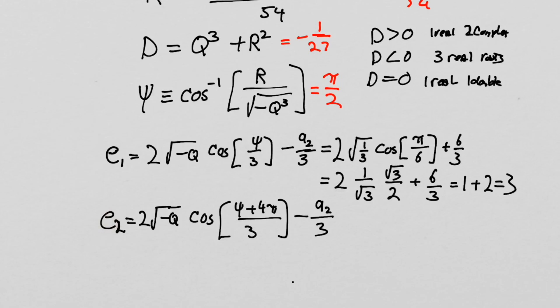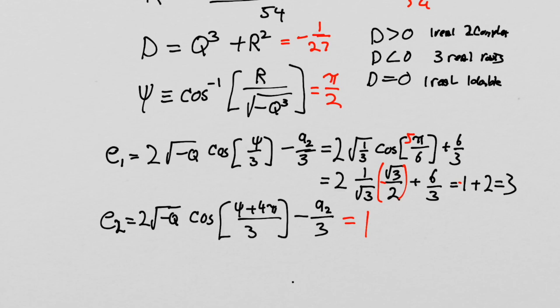The second root is basically the same thing up front. The only difference is the psi over 3 becomes psi plus 4 pi over 3, and everything else is the same. So this will end up being cosine of, I guess if I did it, 5 pi over 6. And it turns out 5 pi over 6 is negative, right? This becomes a negative sign. And that becomes a negative 1 plus 2. So this guy ends up equaling 1.